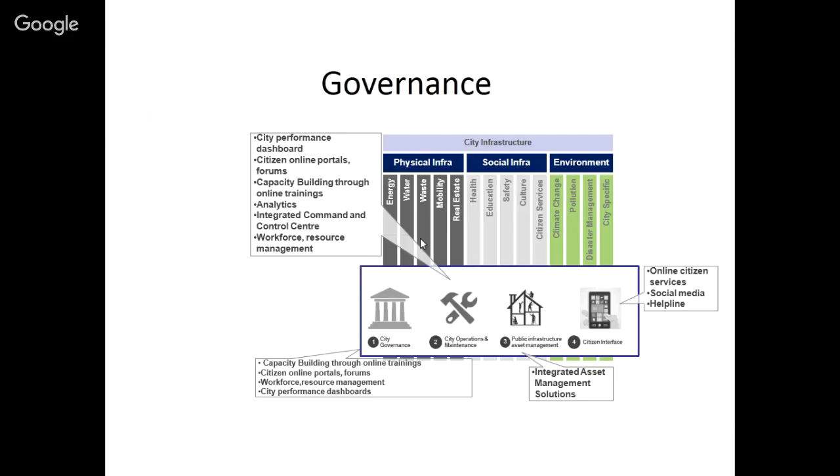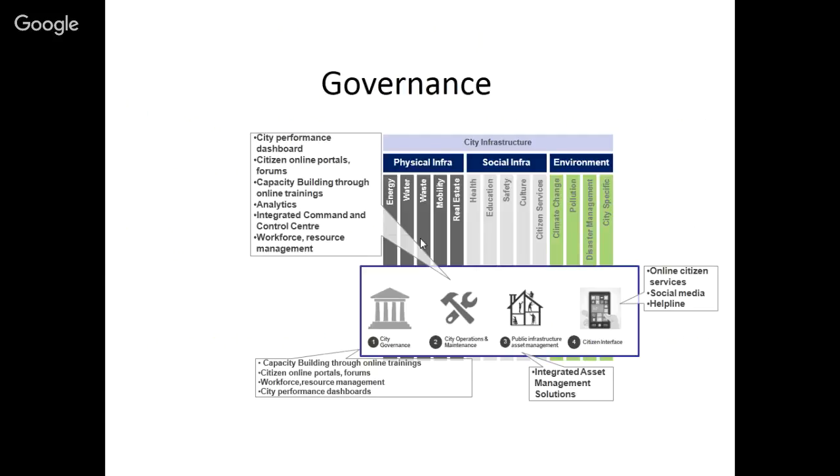So going into details of this, the city infrastructure we have shown here is physical infra, social infra, and the environment. We have touched upon energy, water, waste, mobility, and real estate, which come under physical infra. Social infra is health, education, safety, culture, and citizen services. In the environment, pollution can be one of the factors, then disaster management, and other city specific things. So whenever there is good governance, we can modernize these things, which will be helpful to the city people.